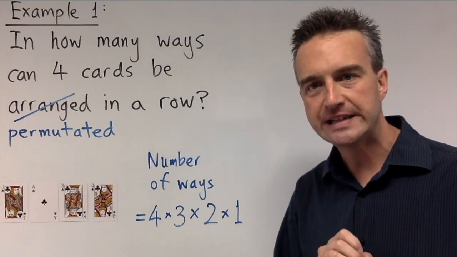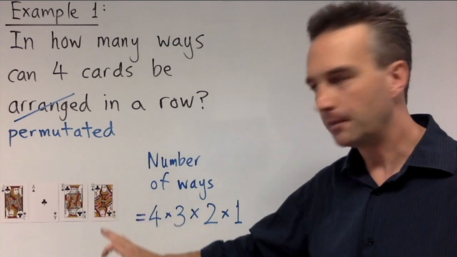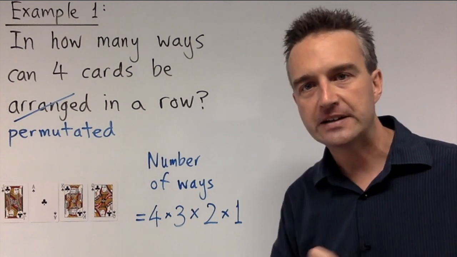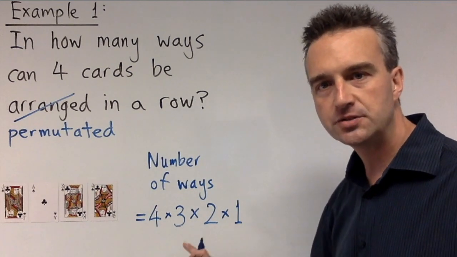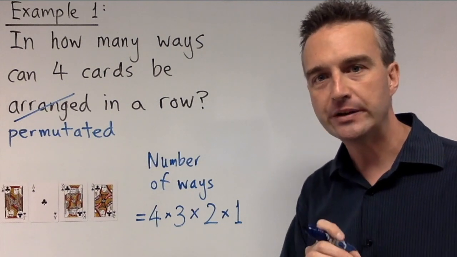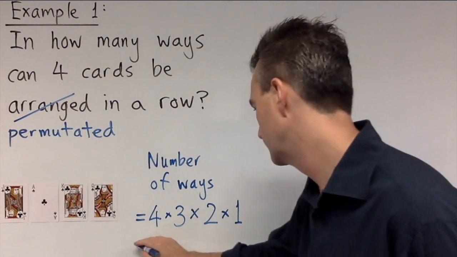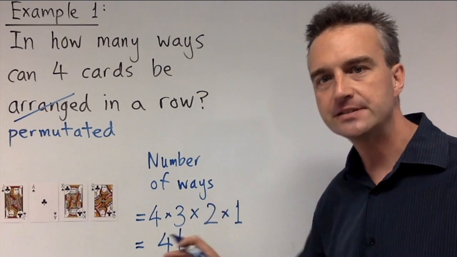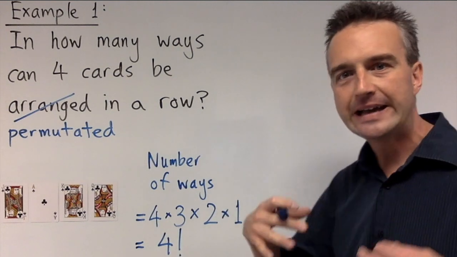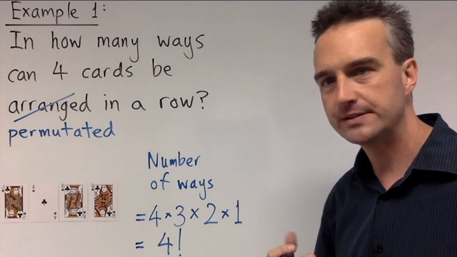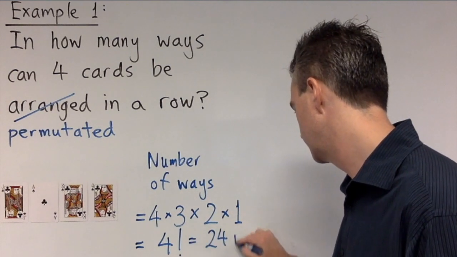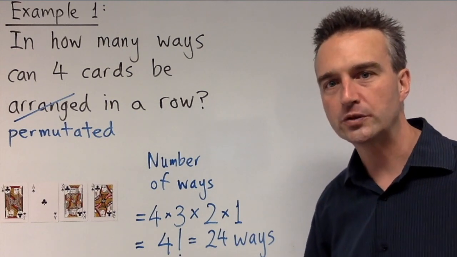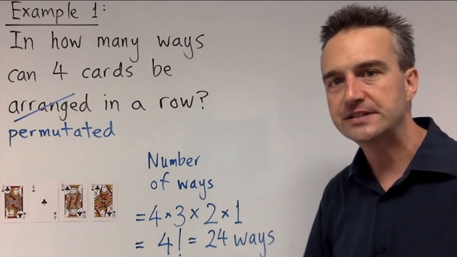But before we write 24 as the answer, this pattern here of numbers multiplying and going down by 1 actually has a specific notation. It is called the factorial notation. And 4 times 3 times 2 times 1 is an example of this, and this can be written as factorial 4. 4 with an exclamation mark following it means 4 times 3 times 2 times 1. Okay, and the final answer, of course, is 24 ways. So in summing up for this question, there are 4 factorial ways to permutate 4 objects in a row.